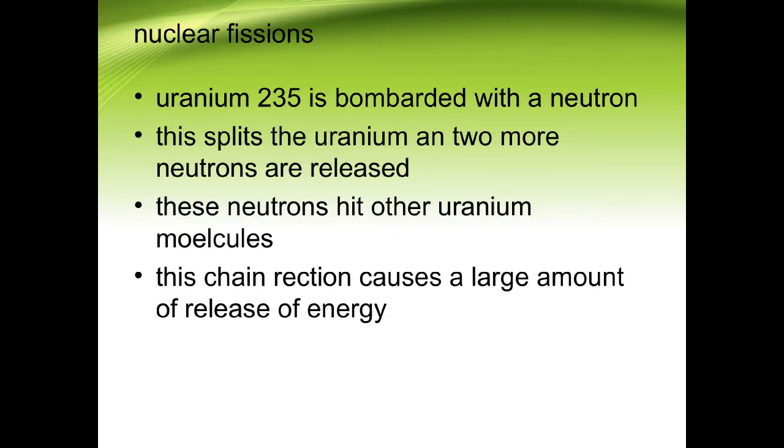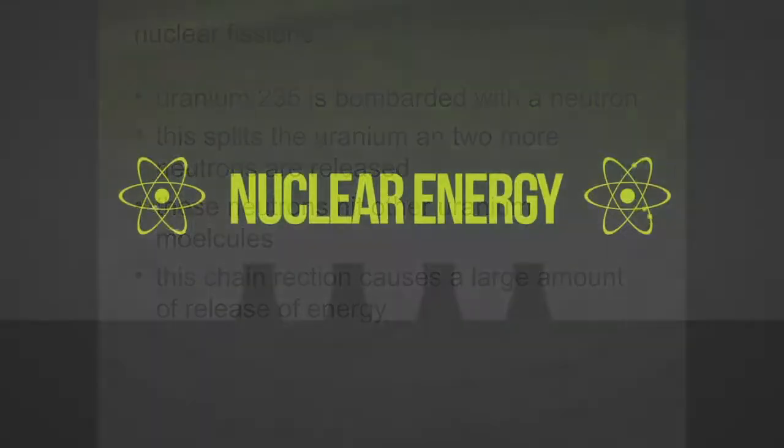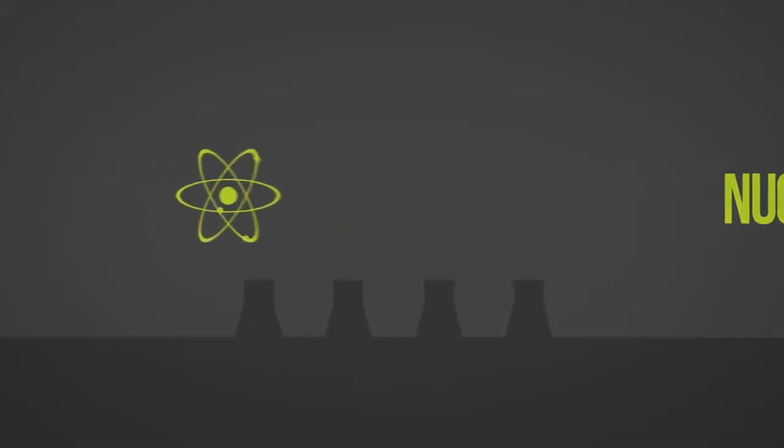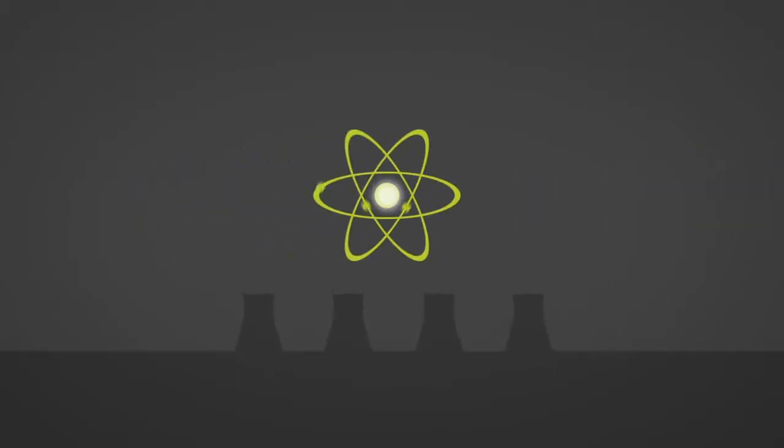Now we look at the video for this, children. Nuclear energy. Nuclear energy is the energy held in the nucleus of an atom. It can be obtained by two types of reactions: fission and fusion.